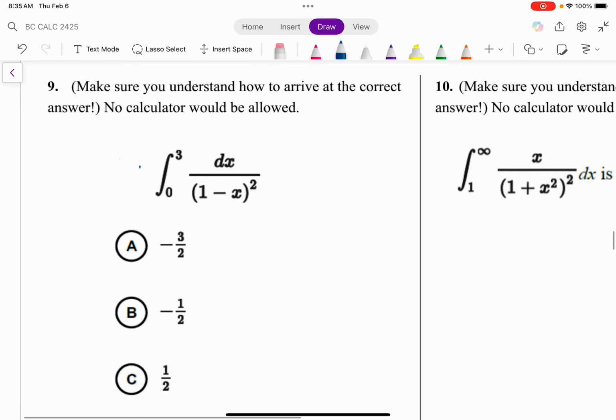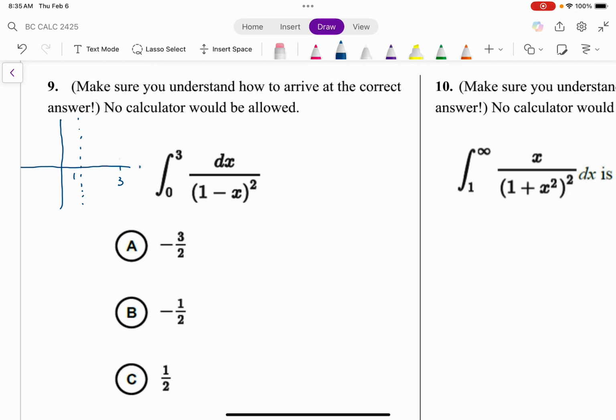Okay, so I have this improper integral: the integral from 0 to 3 of 1 over 1 minus x squared. Again, how do I know that's improper? Because I've got a discontinuity here at x equals 1. So if you were to sketch this, our limits of integration go from 0 to 3. This graph has an asymptote at 1.